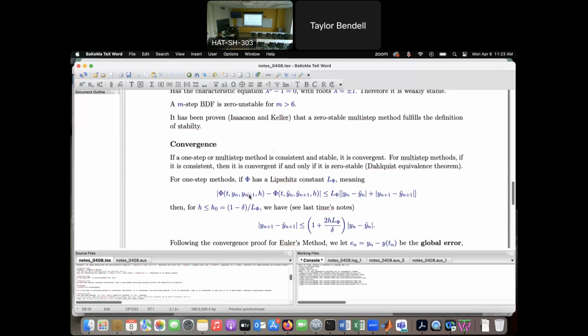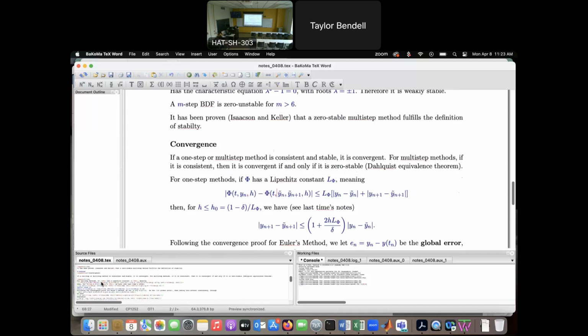Now, I want to tweak my notation here. I should have looked at this before class. I have my phi function depend on yn, but not yn plus 1, because we don't really need that. I'm going to have to edit this as I go. Sorry about that.